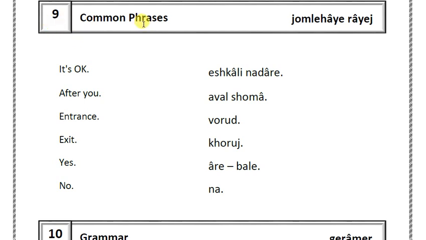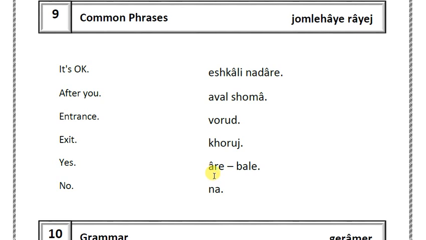Again, we have common phrases, جمله های رایج. اشکالی نداره means it's okay. اشکالی نداره. اشکال means problem. نداره means no problem or it's okay. اول شما means after you. اول means first. شما means you. First you, but simply means after you. ورود is entrance and خروج means exit.